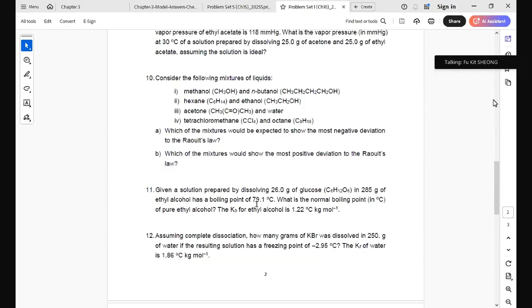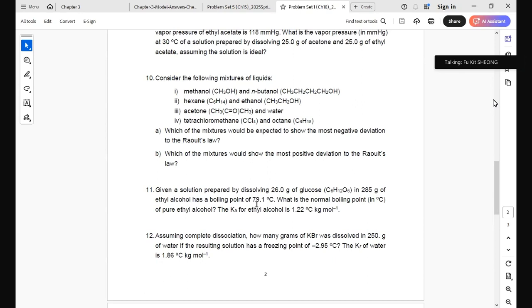So you can see why acetone and water are very compatible. When you mix acetone and water, the delta H is very negative because they have polar interaction, and at the same time you have extra hydrogen bonding.